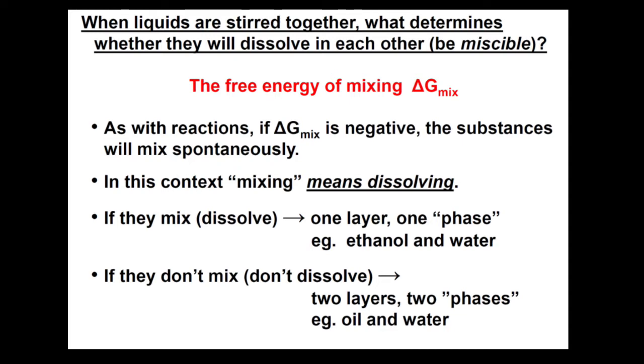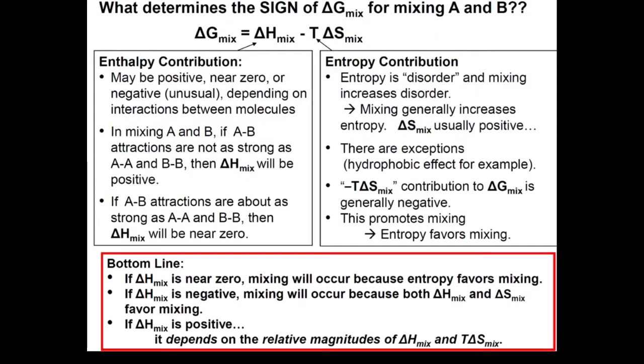So that's the beginning. That's where we start with this lab. So as with any delta G for a reaction, the delta G from mixing also consists of two terms. There's the enthalpy contribution, delta H mixing, and then there's the entropy contribution, minus T delta S of mixing, okay?